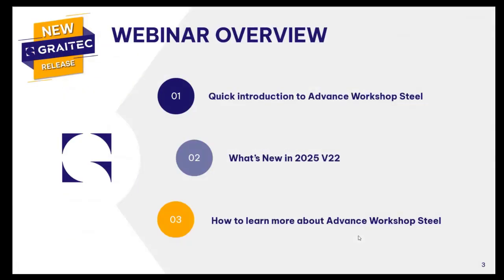In this session, we're going to be mainly taking a look at what's new in Advanced Workshop for 2025. But before we do that, we're going to have a quick introduction to Advanced Workshop Steel, considering it's a relatively new product in the GRAITEC Fabricate portfolio. And then towards the end of the session, we're just going to be taking a look at how or where you can find more information on GRAITEC Advanced Workshop.